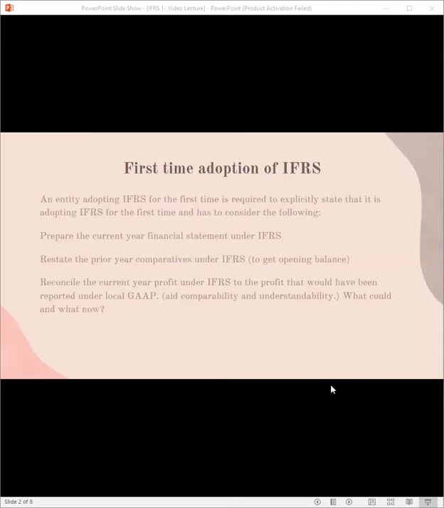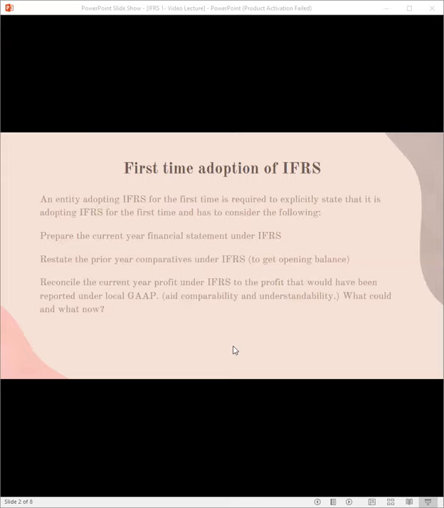This is just to understand what is the difference of moving, or what is the advantage of moving from local accounting standard or GAAP in our example to IFRS. What could have been the profit and what is the profit now. So I have my profit under IFRS. I'm going to reconcile and figure out what my profit would have been had I followed GAAP that year as well. So that way I will be able to make a thorough comparison and also understand if adopting IFRS over GAAP has actually benefited me or not.